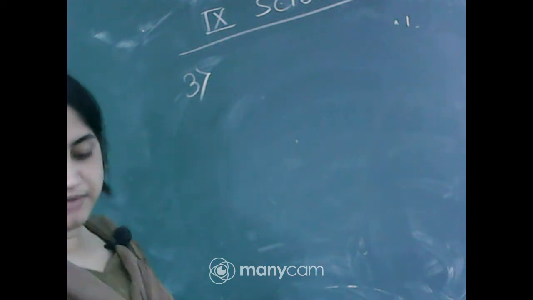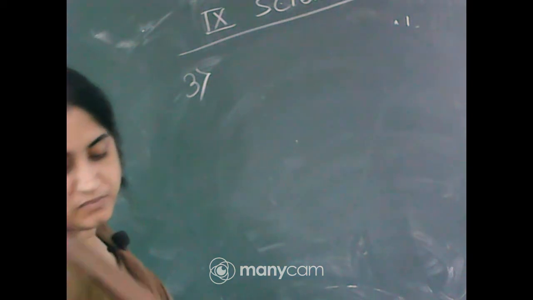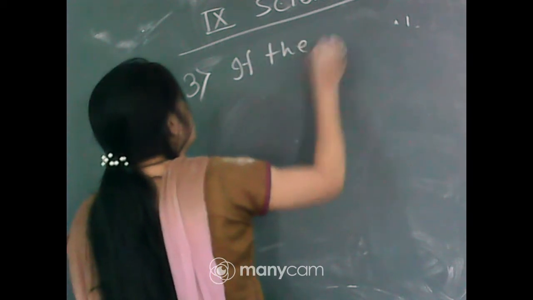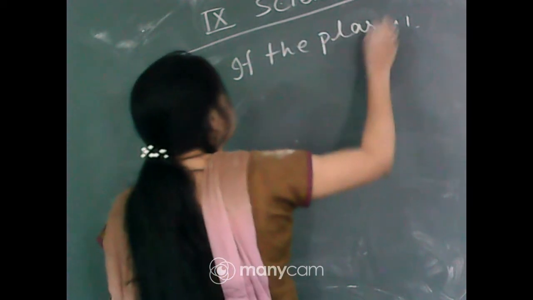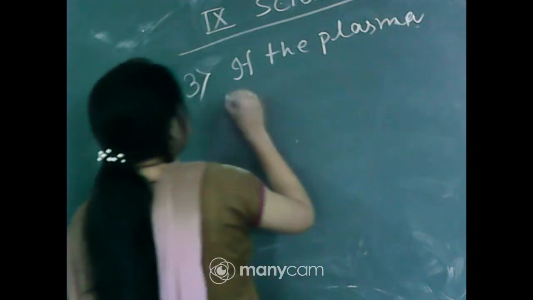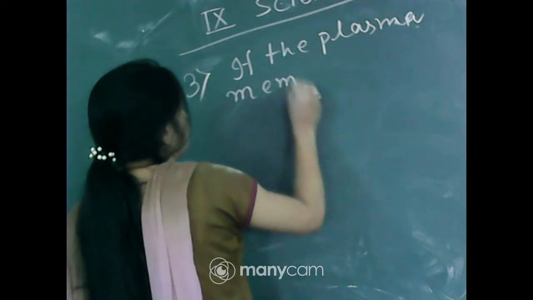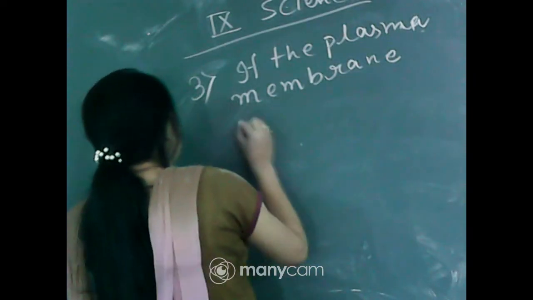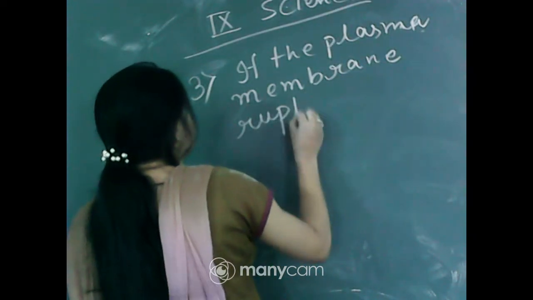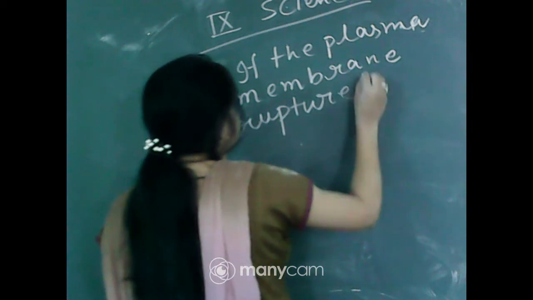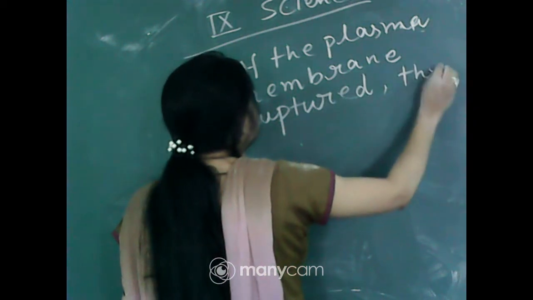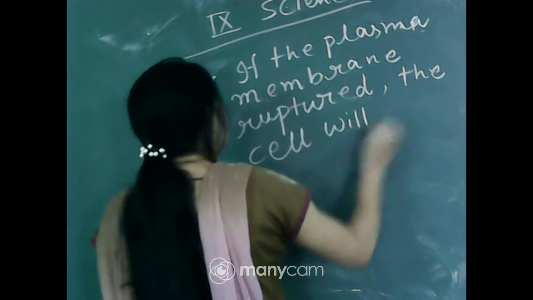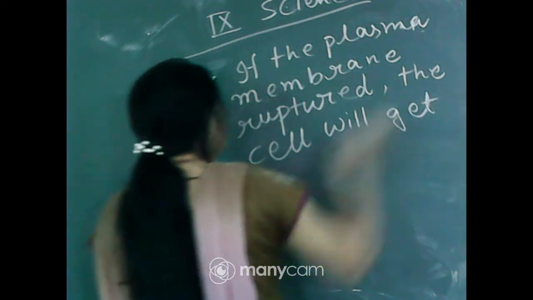If the plasma membrane ruptures, the cell will get damaged.